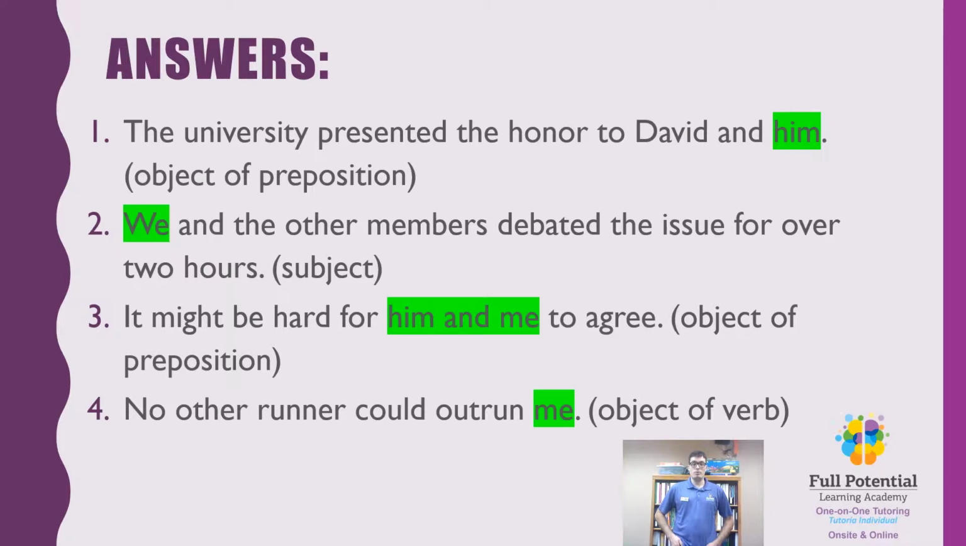Here are the answers to the previous pronoun-based questions. The university presented the honor to David and him. This is correct because it is an object of preposition. Second sentence, you must choose we, not us, so that we is the subject over the issue that is debated by the other members. Number 3, him and me is the correct usage and thus the better choice because it is also an object of preposition. Finally, in "no other runner could outrun me," me is the object of the verb. Me is the best choice in this scenario.